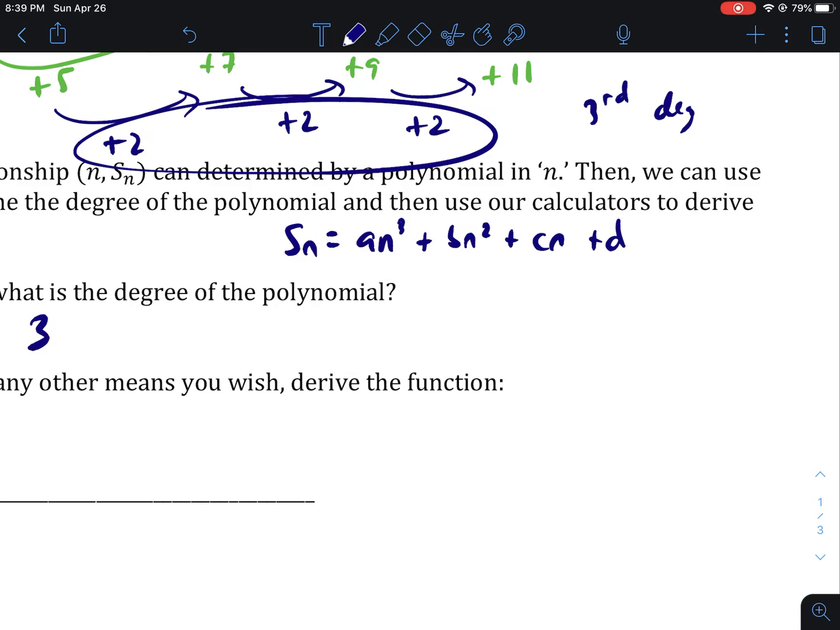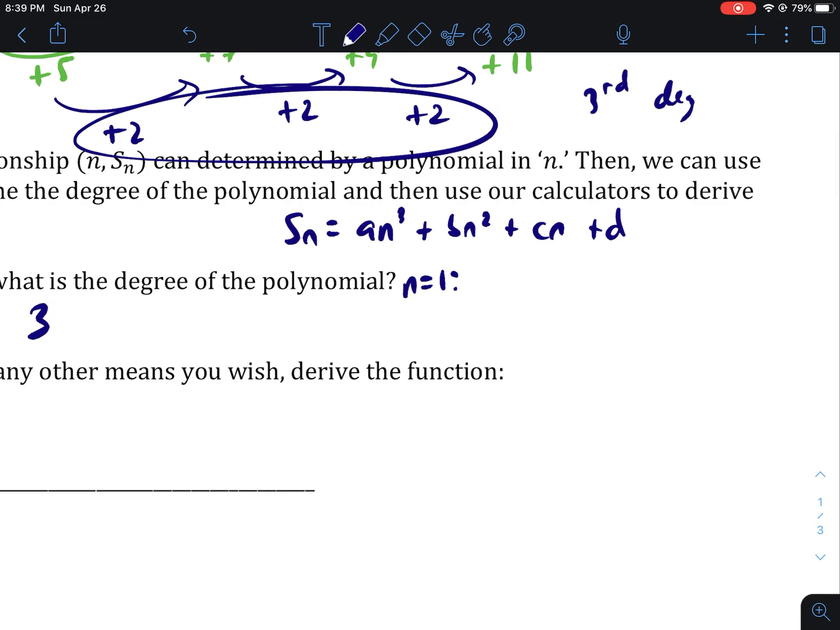As we start laying this out, hopefully you'll see what it'll take to actually solve this thing. So let's put it all together. If n equals 1, then our formula would be a times 1 to the third, that's a, b times 1 squared, which is just b, c times 1, which is just c, and d by itself. And then the sum at that point should be 1. So we plugged in 1 for n, and that's one fact about this thing.